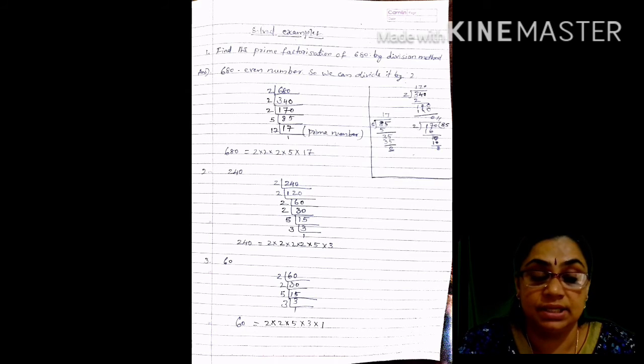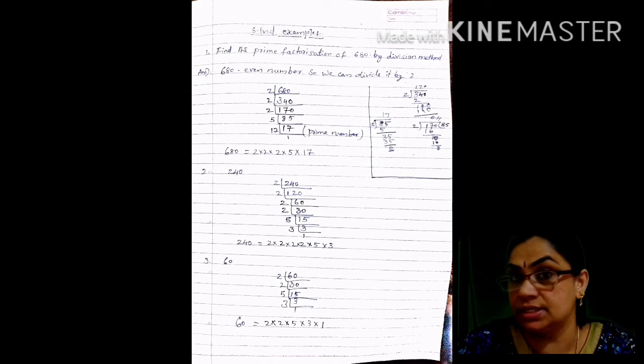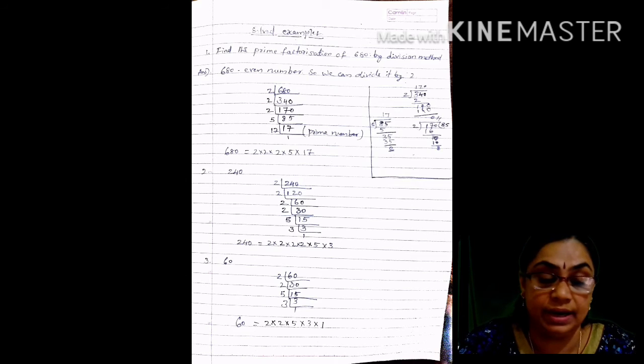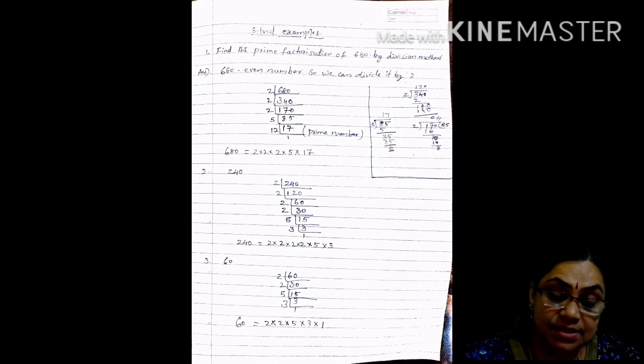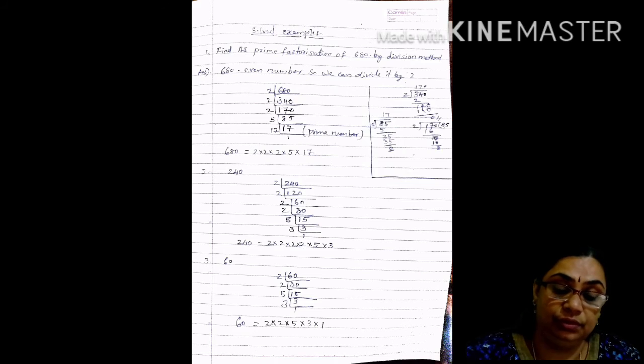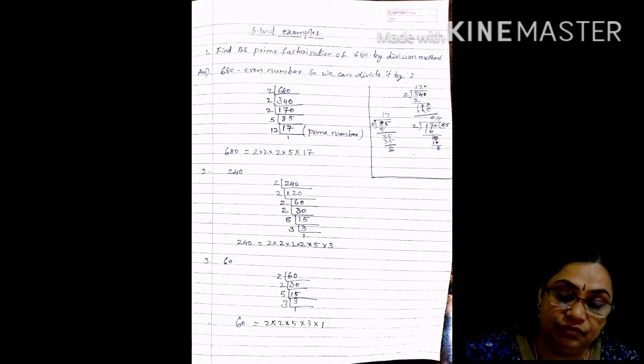In that, find the prime factorization of 680. 680 is an even number, so I started from 2. 680 divided by 2 is 340. 340 is again an even number, so we can divide it by 2. What we get is 170. Now it is again an even number. Divided by 2, we get 85.